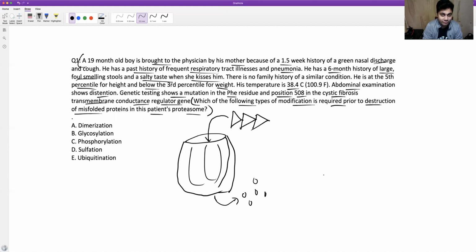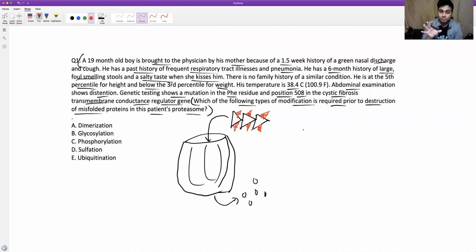It is not going to degrade everything. It is only going to degrade the misfolded protein, that means the protein that is unwanted. So what happens here is, this misfolded protein gets tagged by some small molecules. Do you know what this molecule is? This molecule is called ubiquitin. These misfolded proteins get tagged by this small molecule. This is a signal. These small red molecules that I drew are ubiquitin.